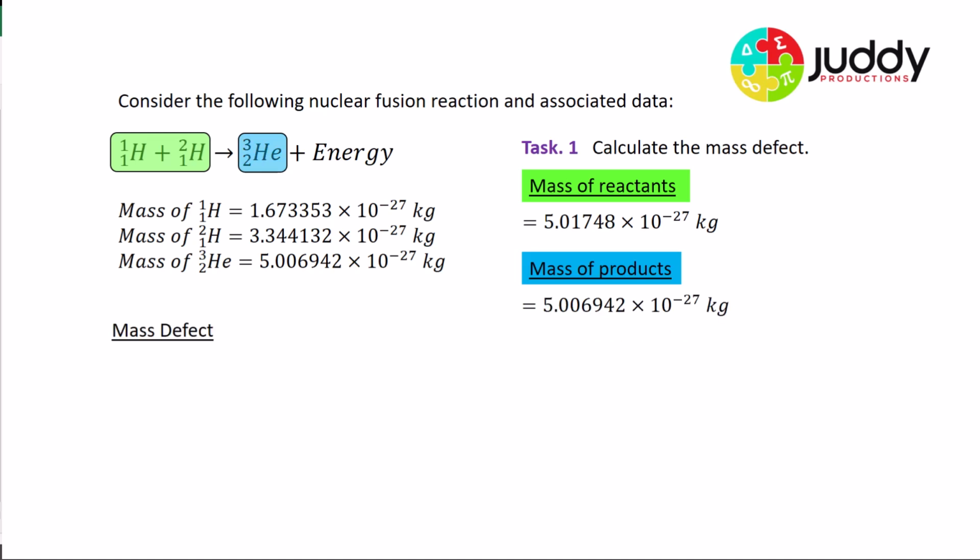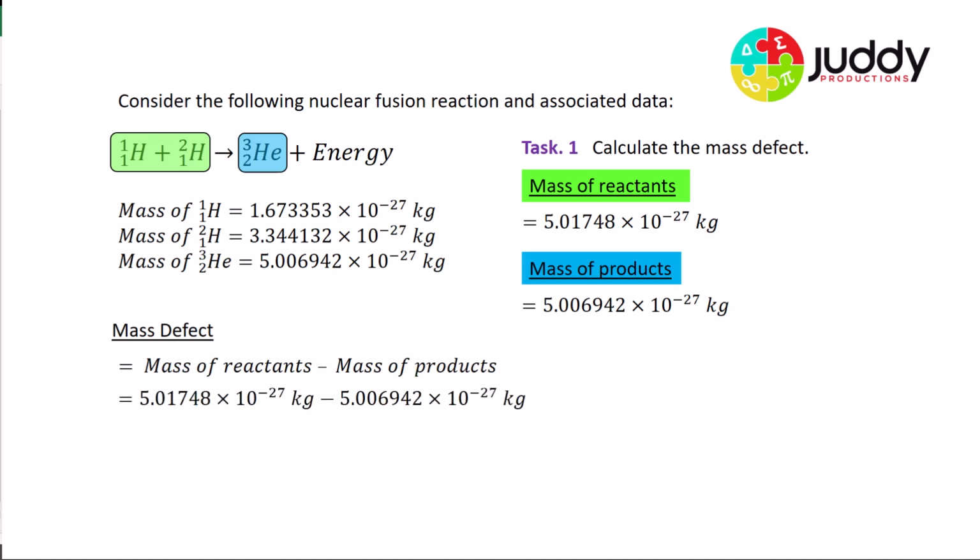So to work out the mass defect, we simply take away the mass of the products from the mass of the reactants, and we find out how much mass has been lost. That gives us a mass deficit of 1.05410 × 10^-29 kilograms.